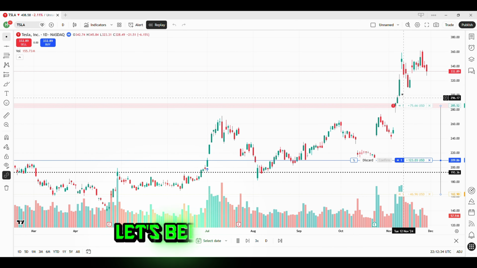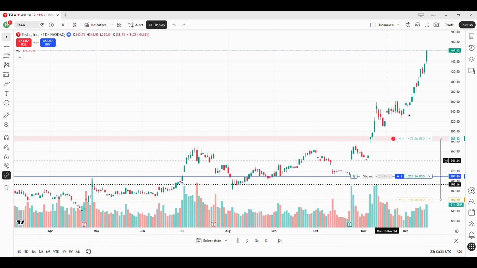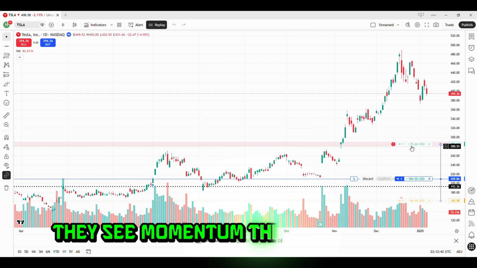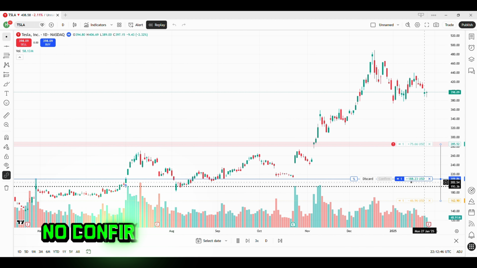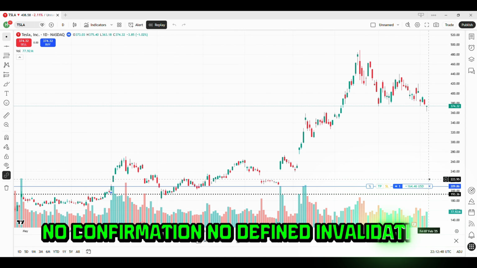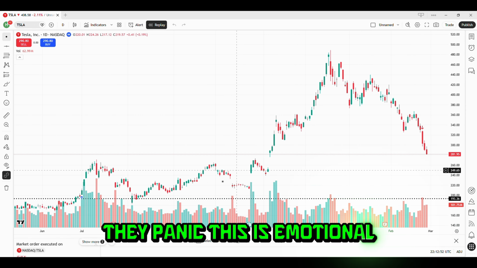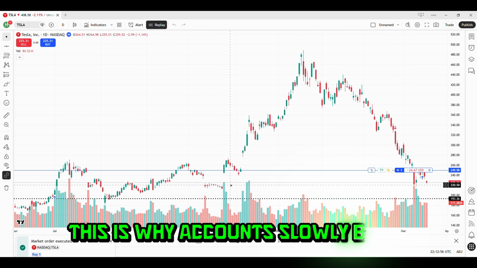Let's begin. Most beginner and struggling traders make the same mistake. They see a strong bullish candle. They see momentum. They feel urgency. They enter. No structure, no confirmation, no defined invalidation. And when price pulls back, they panic. This is emotional breakout trading. This is why accounts slowly bleed.